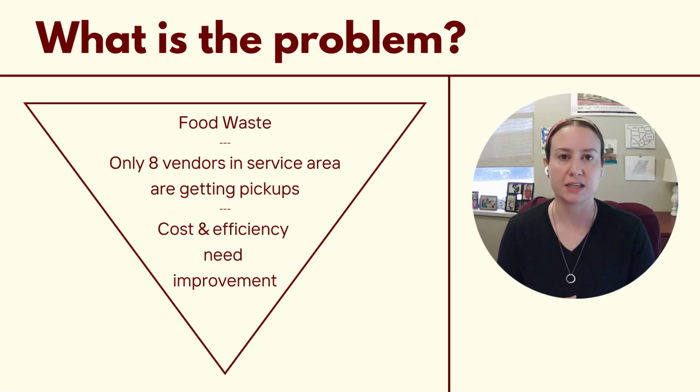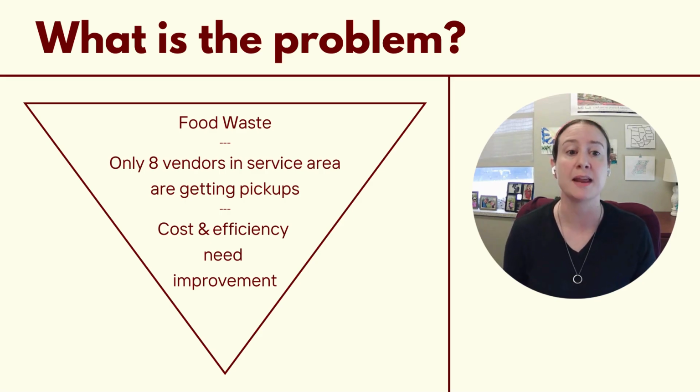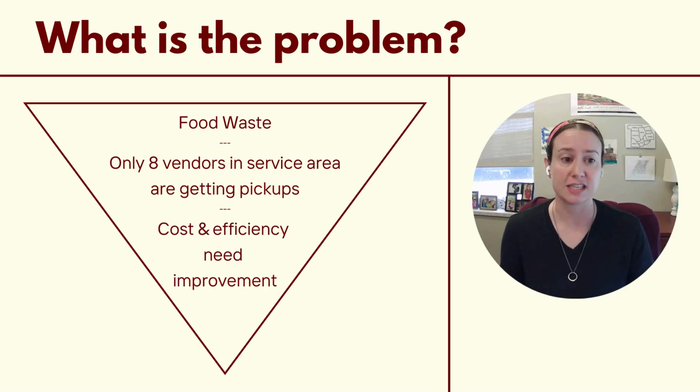So right now, Bluebird Composting, the problem is food waste. That's what they're hoping to address. And they're already doing it. But they only have 8 vendors in the service area that are getting pickups for their commercial food waste. And so the problem directly is that the cost and efficiency of their program needs improvement. They need to make it more affordable and more convenient for commercial, industrial kitchen operations to take advantage of this service, which will then reduce food waste.